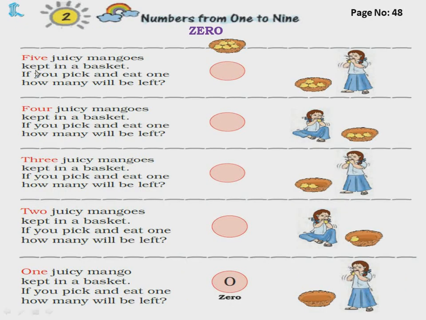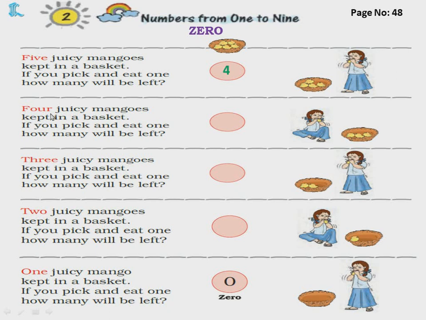Page number 48. 5 juicy mangoes kept in a basket. If you pick and eat one, how many will be left? See how many mangoes are there in this? 1, 2, 3, 4, 5 mangoes are there in the basket. How many have you taken? 1 you have taken and eaten it because yummy mangoes. So how many are left? In 5 if you take 1, how many are left? 1, 2, 3, 4.